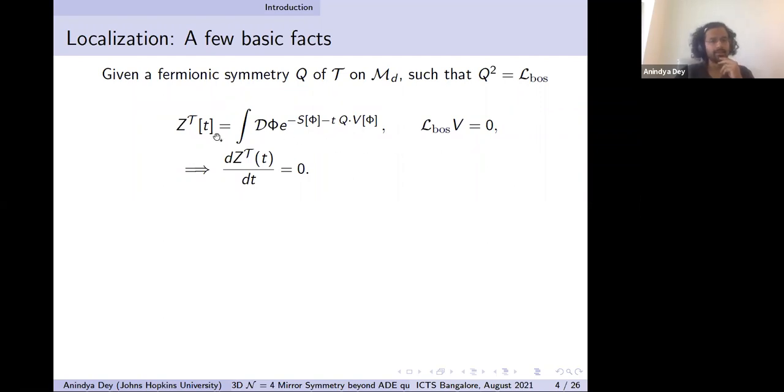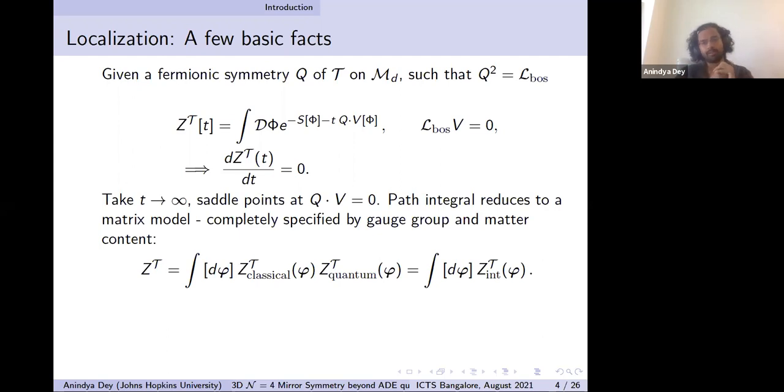can deform the path integral, the action of the theory in this fashion. Now, the derivative of this deformed action with respect to t is 0, which means it's invariant as you change t. So in particular, you can fix t to be anything. In particular, you could fix it to be infinity. So when you fix t to infinity, for this path integral to make sense, the saddle points should be at this particular locus, Q acting on V equal to 0.